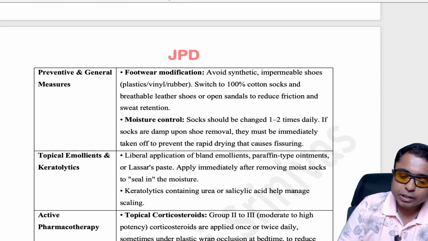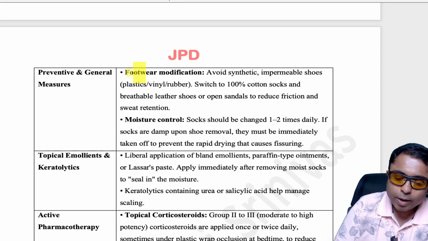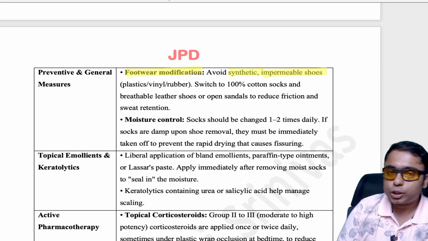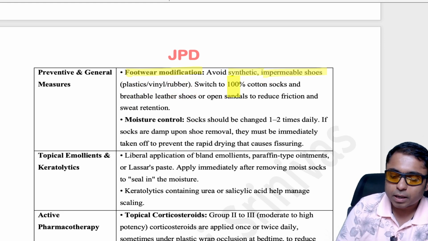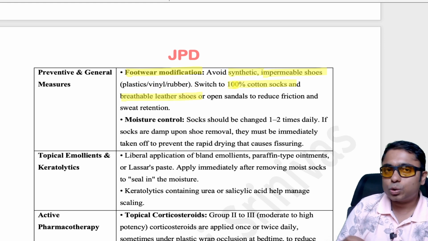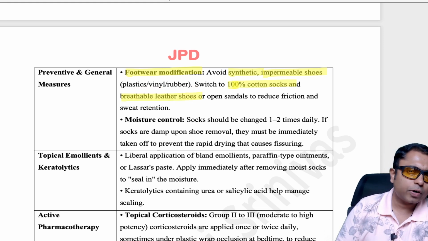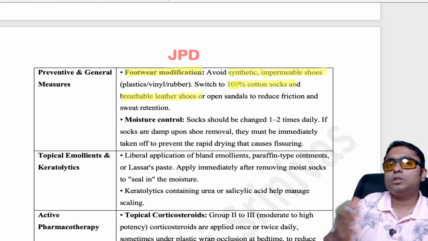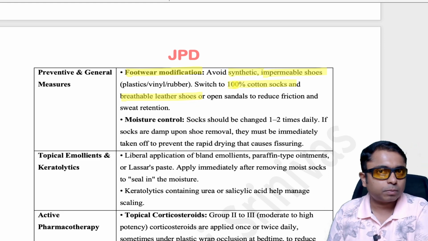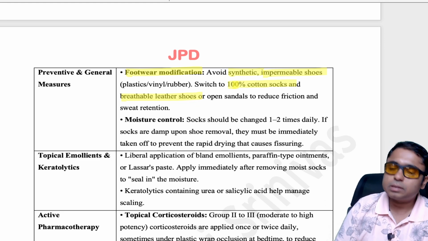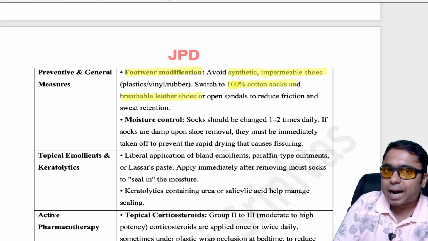So coming to prevention, general measures, footwear modification: we should advise them to avoid any synthetic impermeable shoes, that is plastic, vinyl, rubber, and switch to 100% cotton socks and breathable leather shoes. Yes, definitely these are going to be a little bit costly, so in the Indian population, most likely they are going to stop the usage of shoes. They will take permission from the schools and use slippers. That is what is seen usually, but this is what is advisable, right?